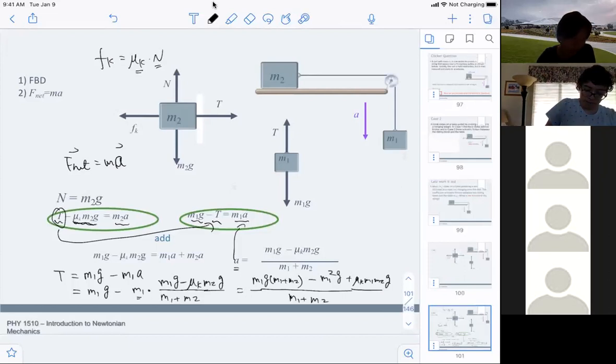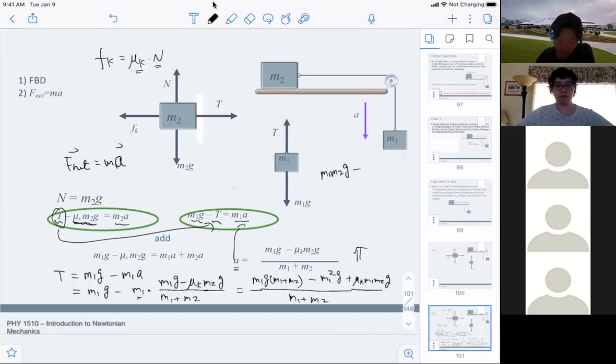Okay, and clean it up a little bit more. M1 squared g, M1 squared g, the first term cancels out. So you get M1 M2 g plus mu sub k M1 M2 g over M1 plus M2. All right, so that is my tension for the case 2.